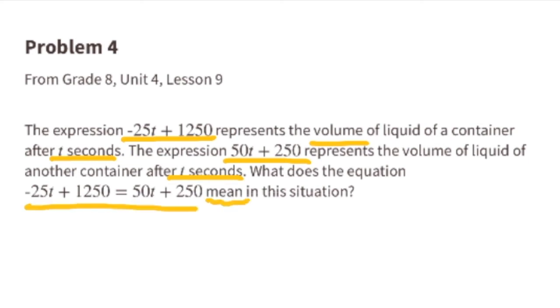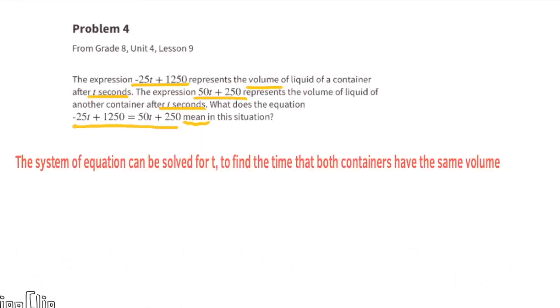What does the equation negative 25t plus 1,250 equals 50t plus 250 mean in this situation? The system of equations can be solved for t to find the time that both containers have the same volume.